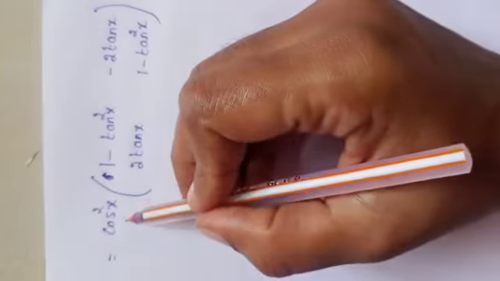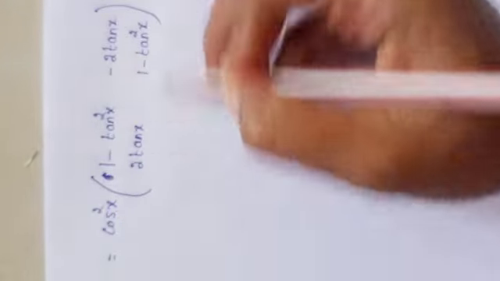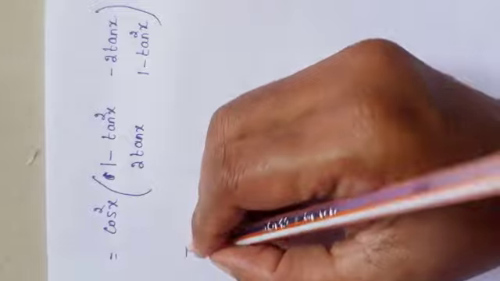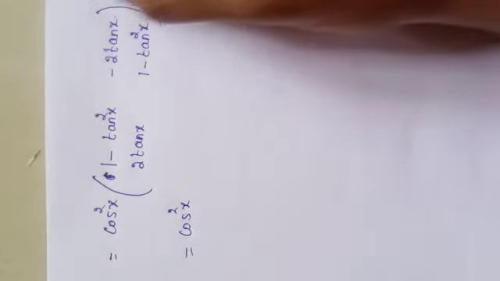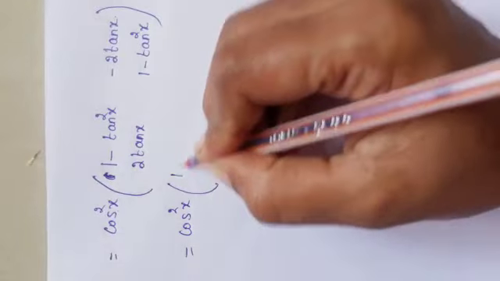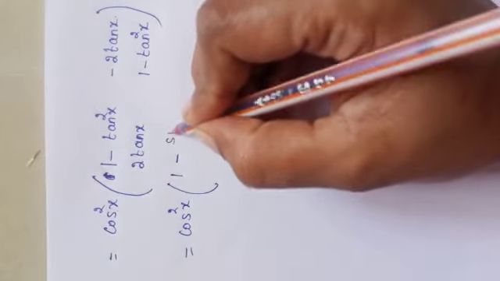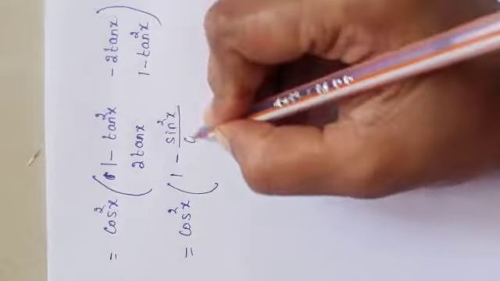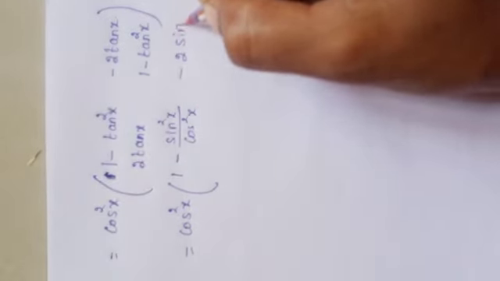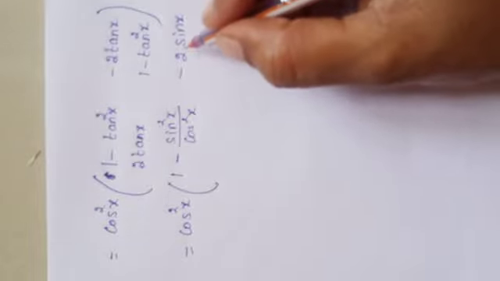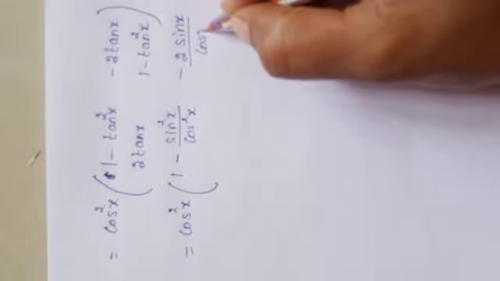See, 1 by secant square x is cos square x. Remaining I have written as it is. Now we can change this all. Tan x is sin x by cos x. So 1 minus tan square x, we may get it sin square x by cos square x, minus 2 into tan x, sin x by cos x.